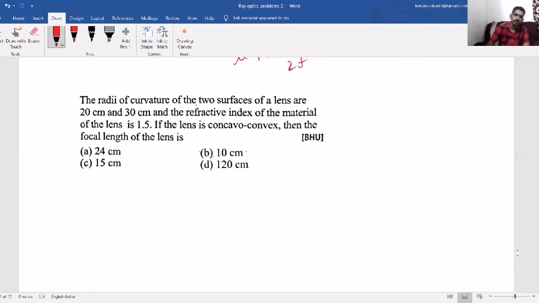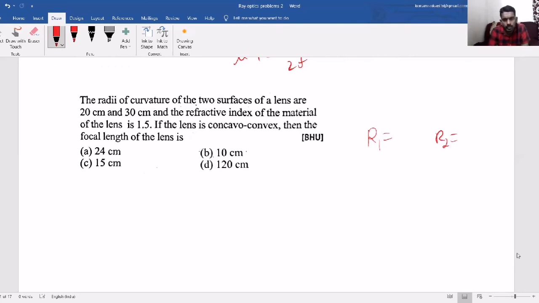Now, the next question is: the radii of curvature of the two surfaces of a lens are 20 centimeter and 30 centimeter, and the refractive index of the material of the lens is 1.5. If the lens is concavo-convex, then the focal length of the lens is? See, the radii of curvature of the two surfaces of a lens are given, so R1 and R2 they have given. But the only confusion here is whether they are positive or negative. That you need to understand.